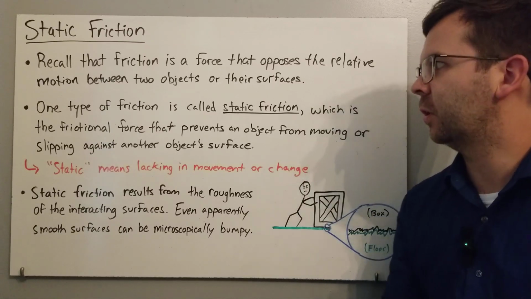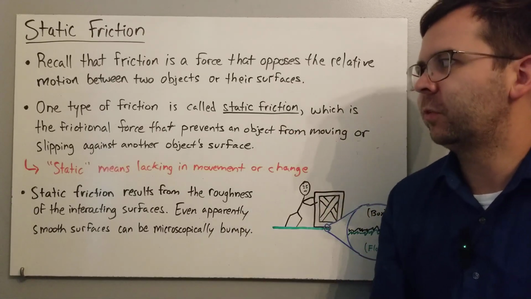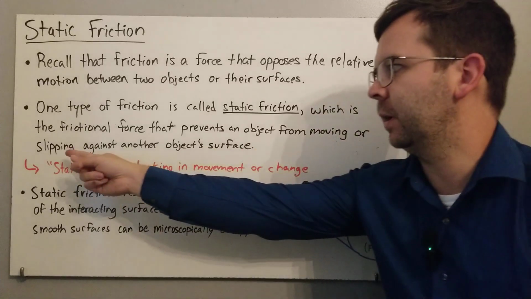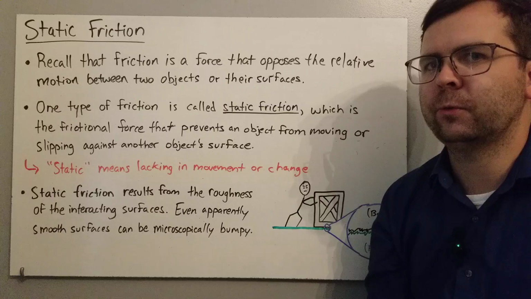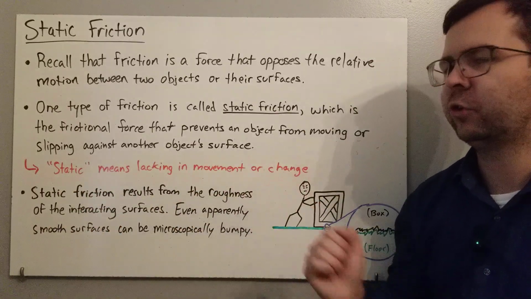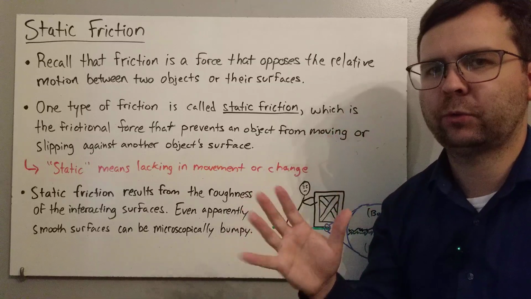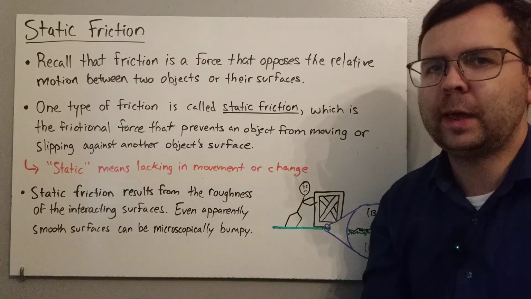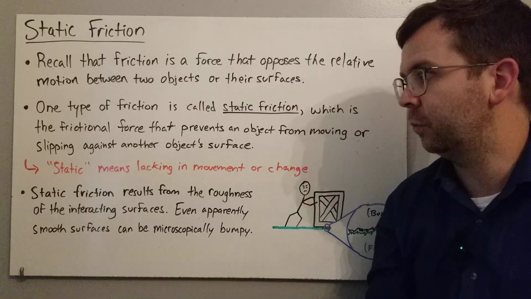One type of friction is called static friction, which is the frictional force that prevents an object from moving or slipping against another object's surface. The word static means lacking in movement or change. So, static means at rest, not moving. And so, static friction is the friction that keeps an object at rest, that keeps it from moving.